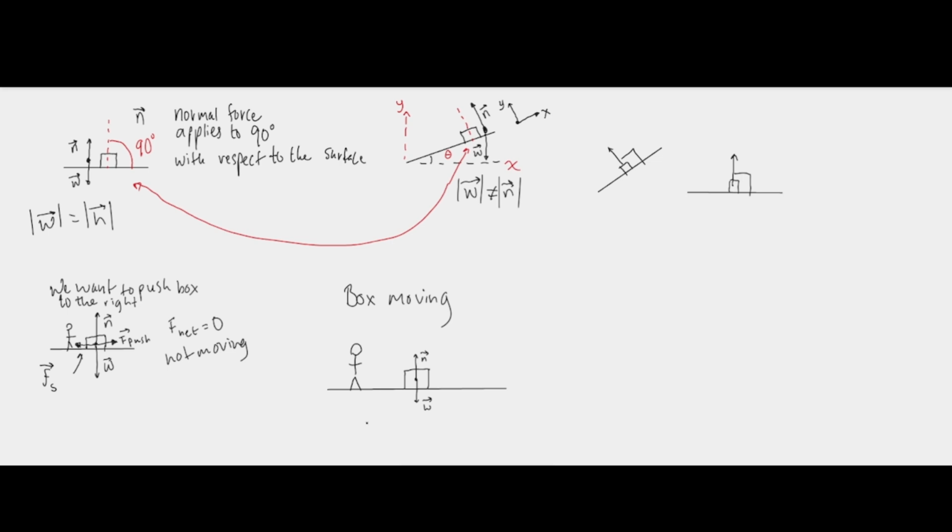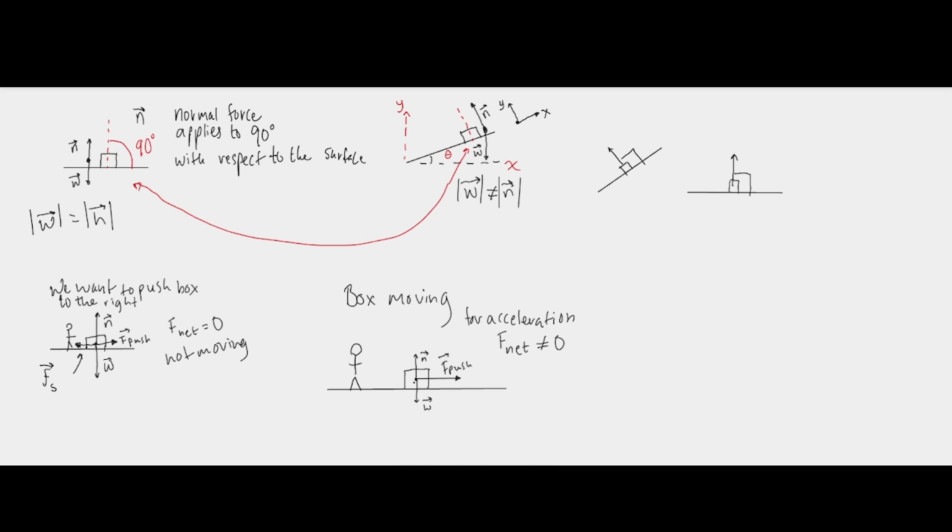So initially, we need this box to accelerate. It's starting from 0. This person is pushing on it, so it needs to accelerate. So to make the box accelerate, then F net does not equal 0. So the person starts to push and they give it a big push to the right. And F net is not equal to 0, so this is F push.